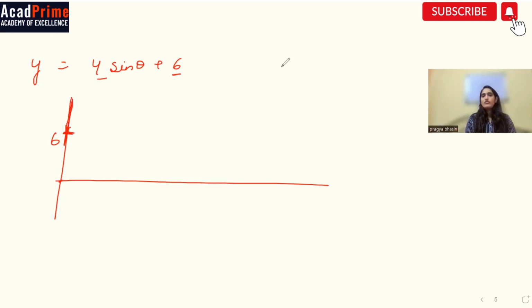Now instead of getting the maximum value 4, we'll be getting value 4 plus 6, that is 10. So this would be the maximum value. And what would be the minimum value in this case? Minimum value would be minus 4 plus 6, that is equal to 2. So supposedly this is our value 2, and the wave would be having this value supposedly 10.